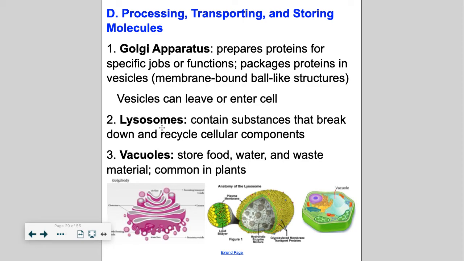Lysosomes are kind of like the garbage men of the cell. They contain substances on the inside that help break down and recycle cellular components. So if an organelle gets damaged and it's useless, then the lysosomes will come and recycle those molecules so that they can be put to use elsewhere. Vacuoles are organelles that can store water or food or even waste material. In fact, plants have something called a central vacuole that holds water, and when it's full, then the plant is upright, and when it's empty, then plants tend to wilt. Vacuoles are very common in plants.